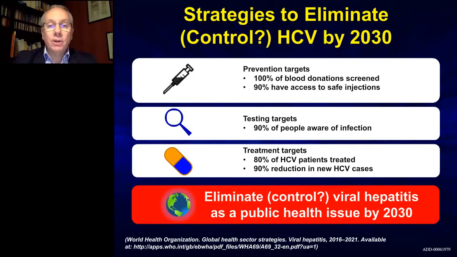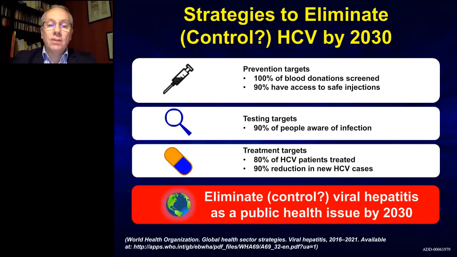The prevention targets are the following. The goal is that all blood donations be screened by 2030 everywhere in the world. This is far from being the case right now. And that 90% of people have access to safe injections. The testing targets include 90% of people who are aware of their infection. Currently, the vast majority of patients are unaware of their infection in most countries in the world.